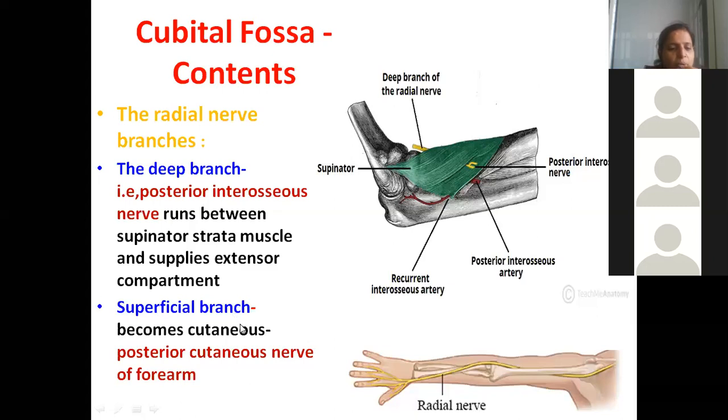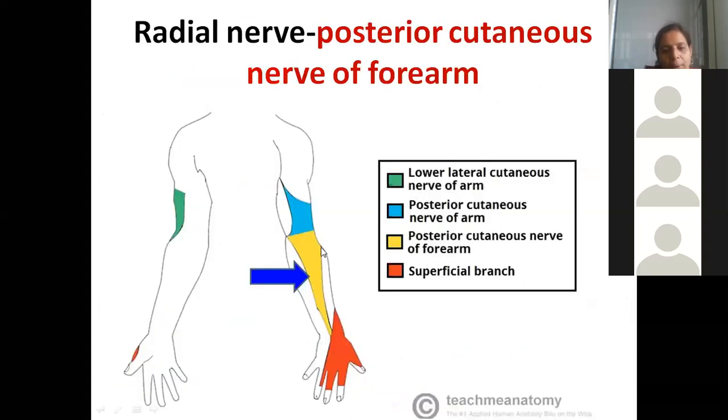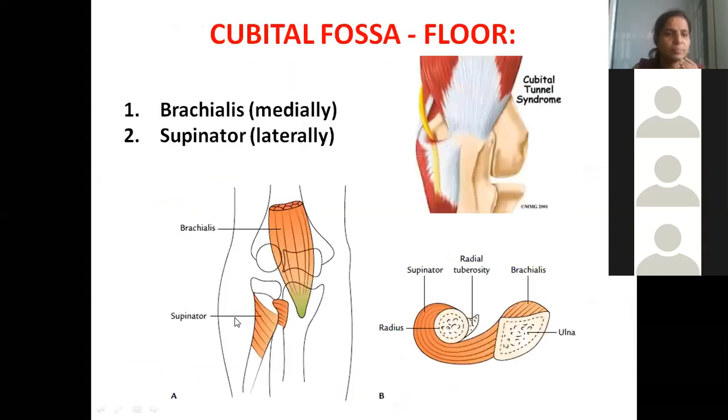Why are we bothered about the superficial branch? Because the cubital fossa content is MPBS. S is nothing but the superficial branch of the radial nerve. That becomes cutaneous, forming the posterior cutaneous nerve of the forearm. The posterior cutaneous nerve of the forearm is nothing but the continuation of which nerve? The superficial branch of the radial nerve. Very good.